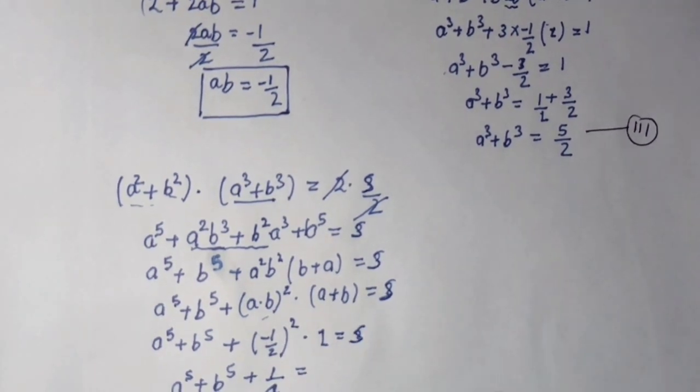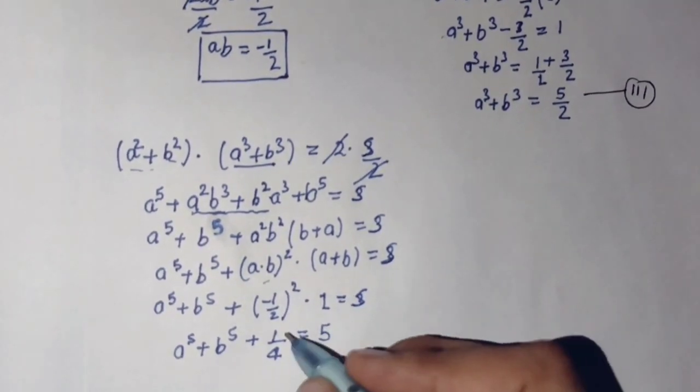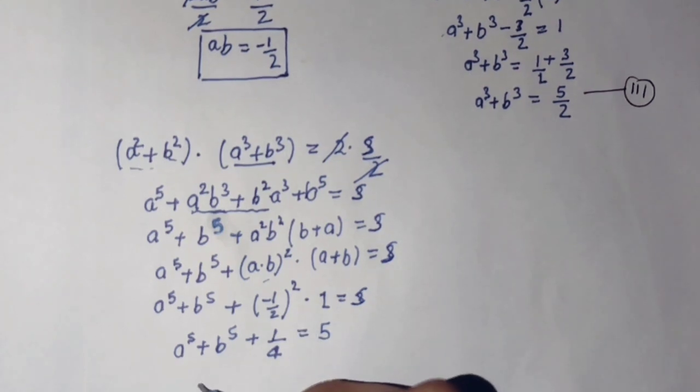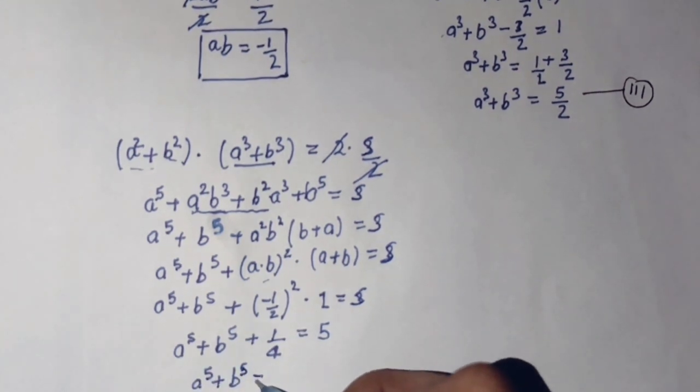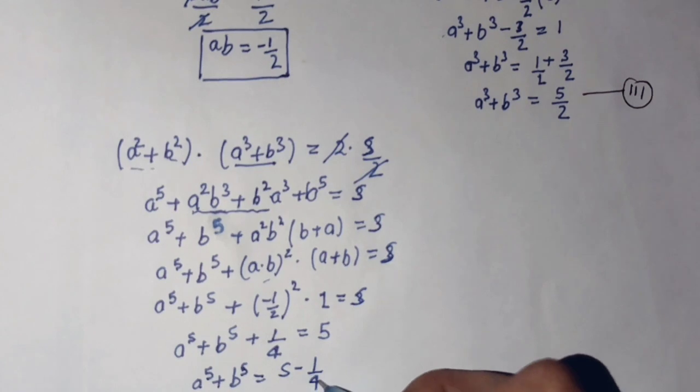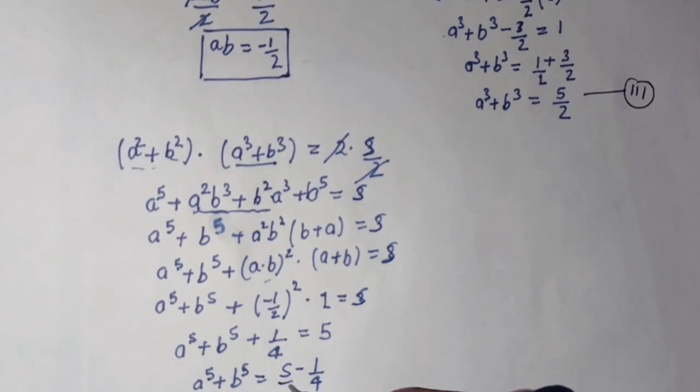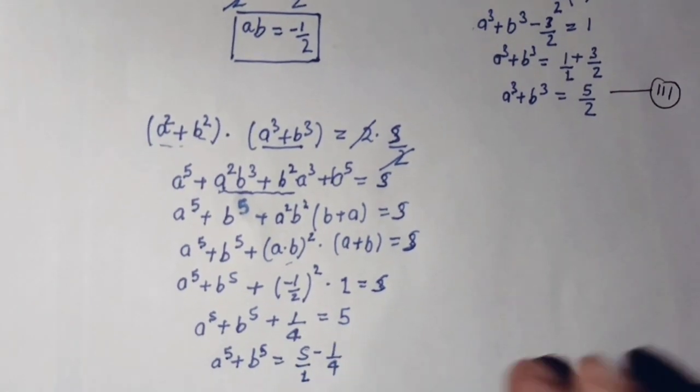These are 5. Silly mistake. 5, 1 over 4, take to the right side. a^5 + b^5 equals 5 minus 1 over 4. 5 I can write as 5 over 1. These are fractions and these are also fractions.